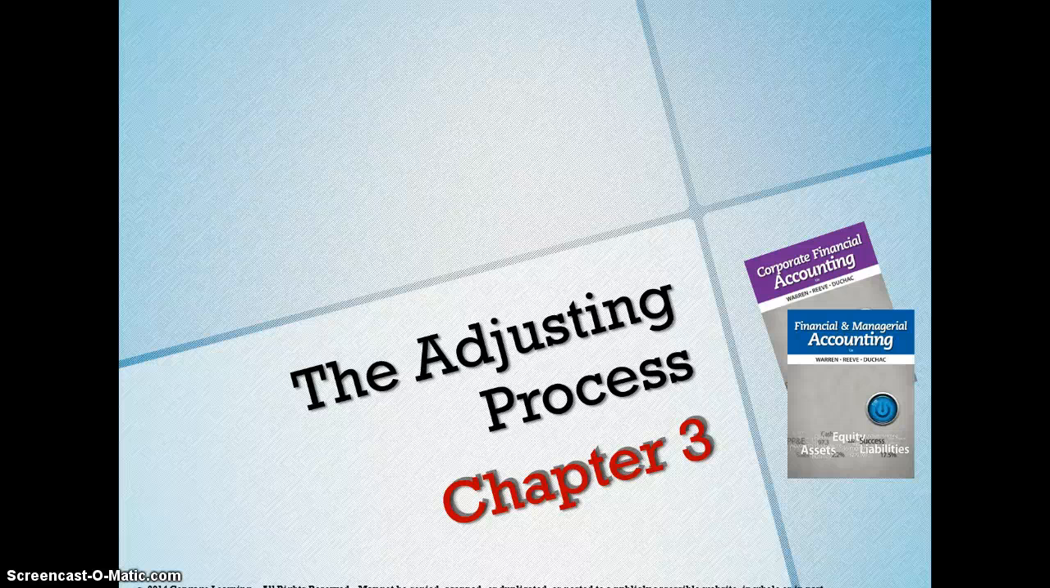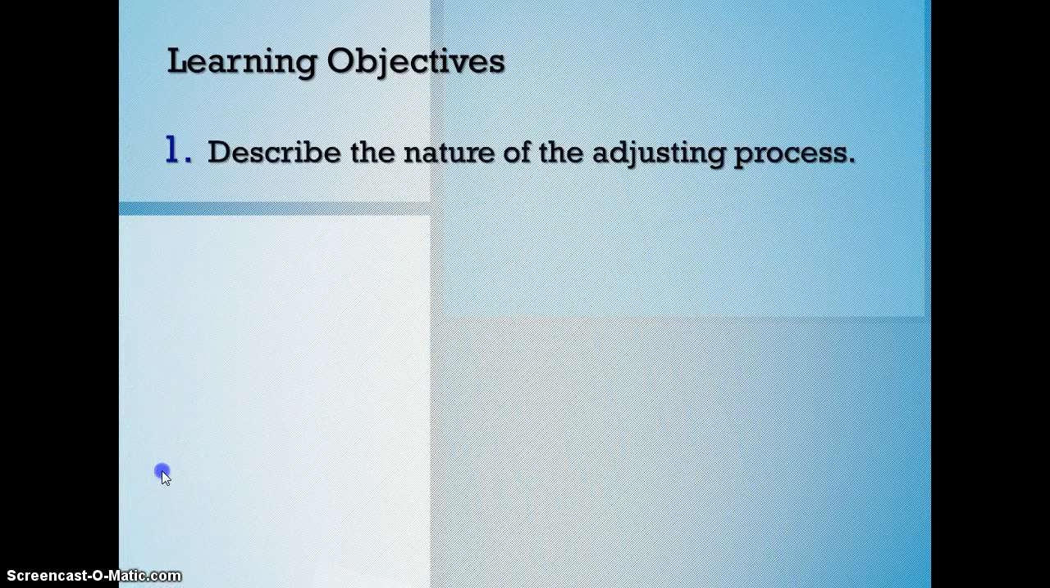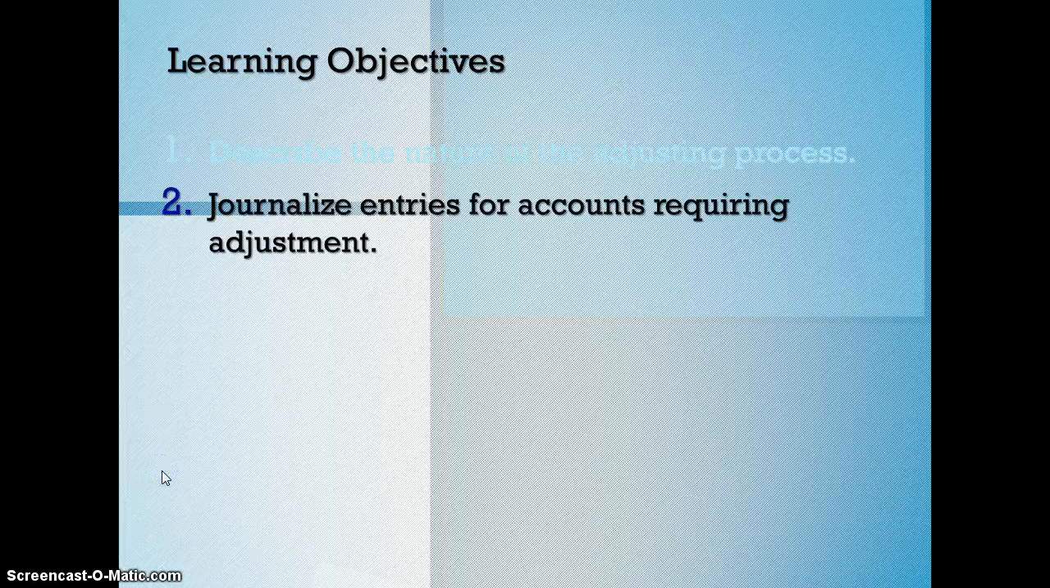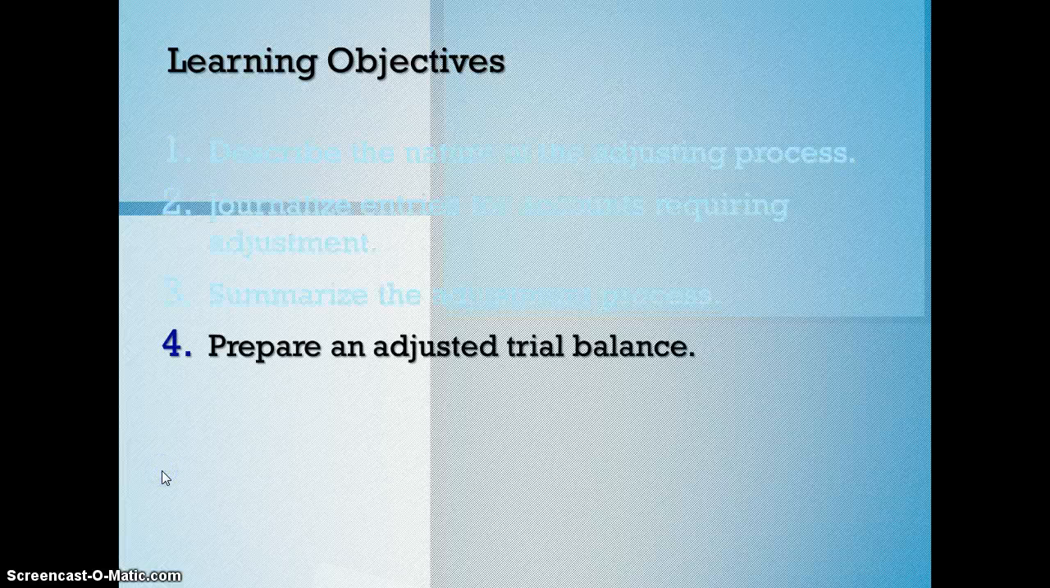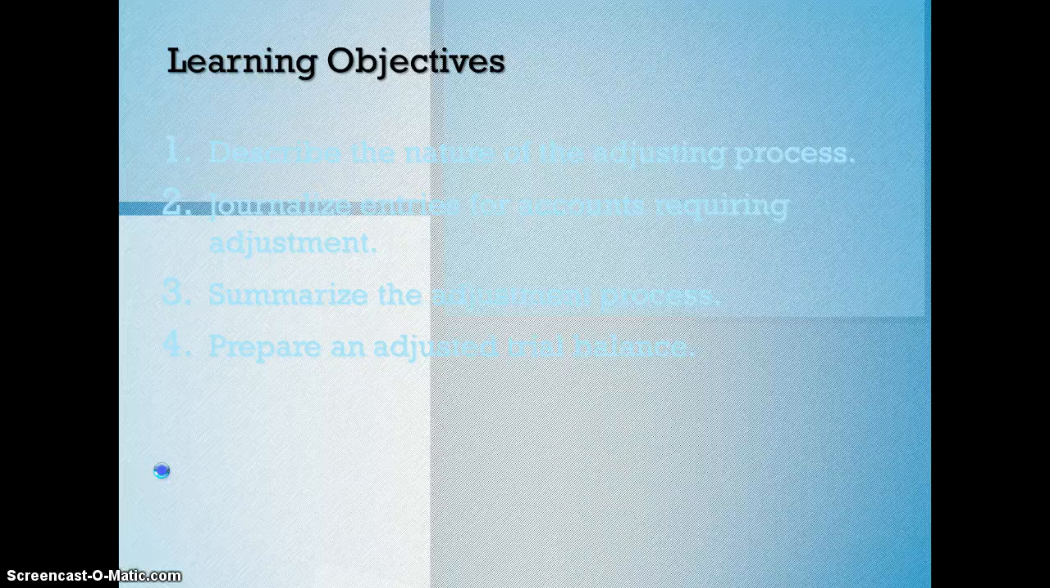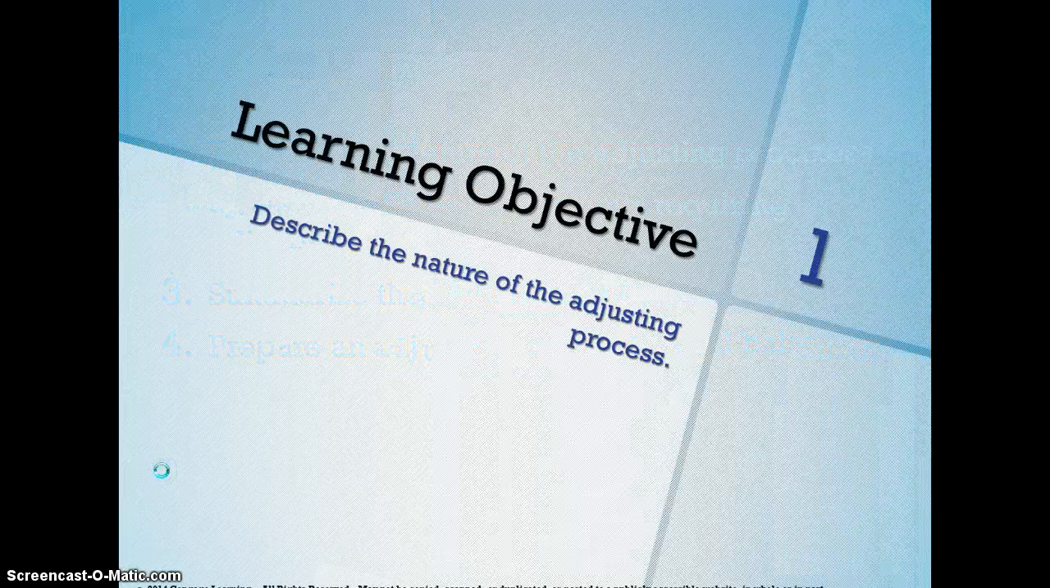Of all the accounting concepts and principles introduced in the earlier chapters, matching is the most important, and that's why we're going to essentially spend an entire chapter on it. So in this chapter, we're going to cover 4 different objectives. That's where we'll focus all of our work. And we'll start out with Objective 1.